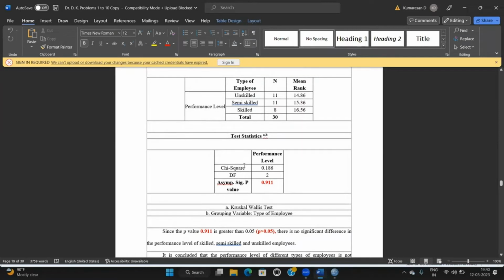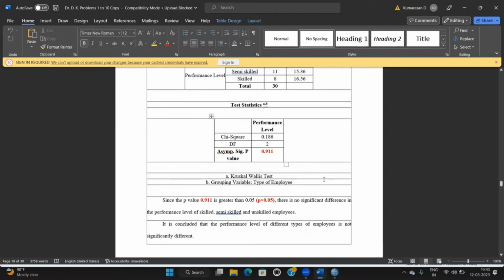See, chi-square is a common measure that is used in most of the non-parametric tests. But we don't bother about the chi-square value. Degrees of freedom is also not considered. So what is considered here? We consider the p-value. What is the p-value here? P-value is 0.911.